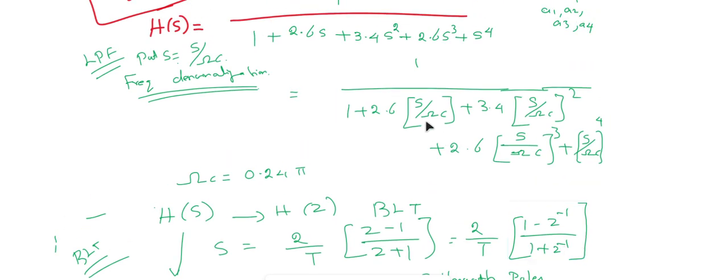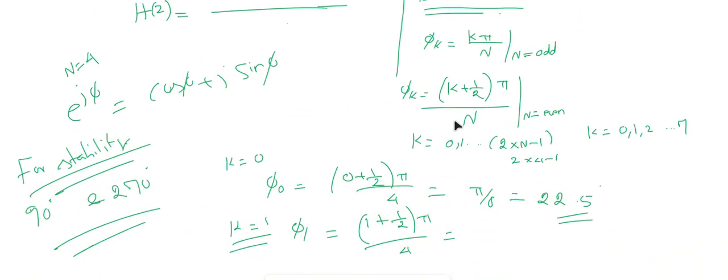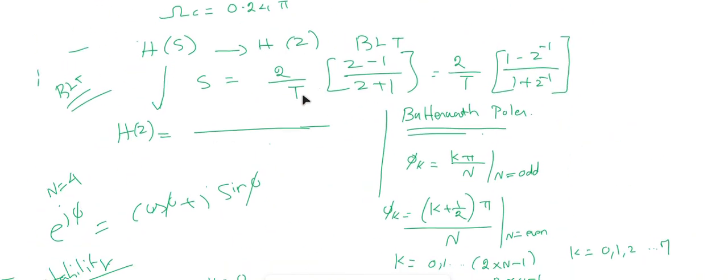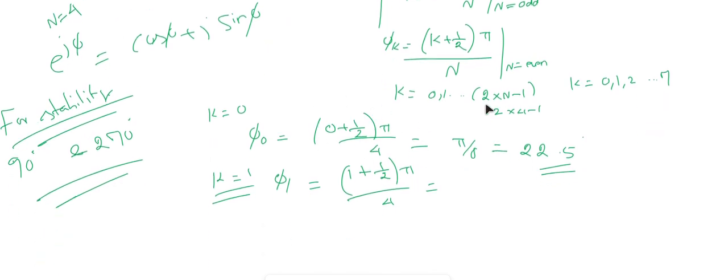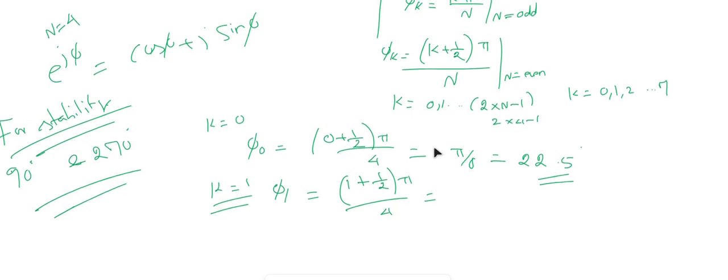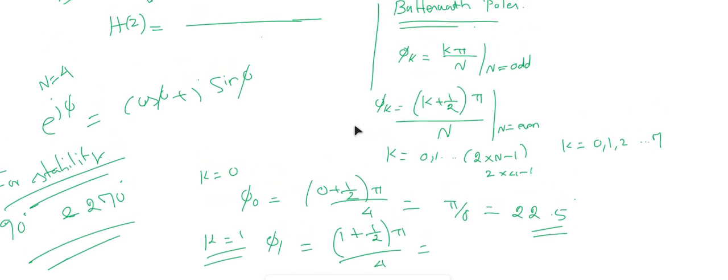Then the cutoff frequency omega c can be substituted. Either this way you can find h of z, or you can determine the poles, and the stability of the system you can determine by the kth pole. Okay, with this we can conclude the session. I hope that you understood the complete design flow of IIR filter design from the analog filter, Butterworth low pass filter, using the bilinear transformation method.